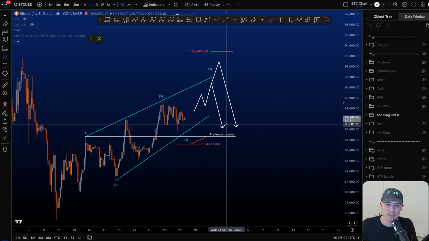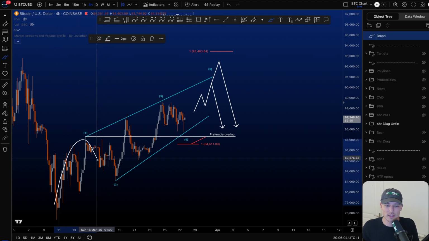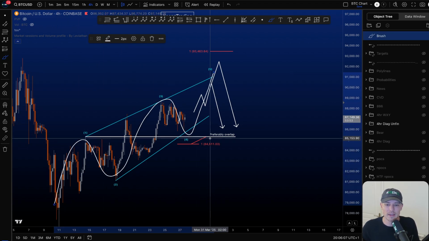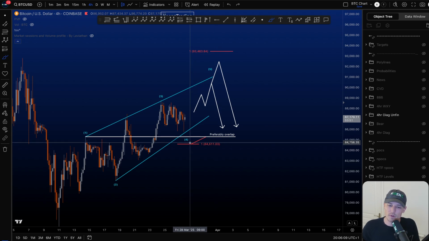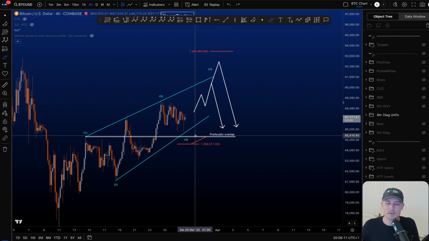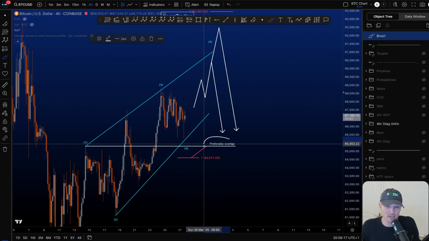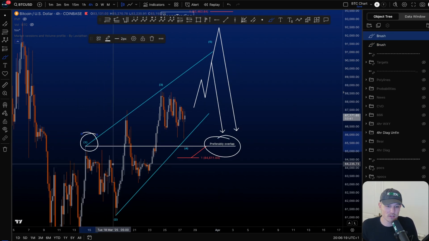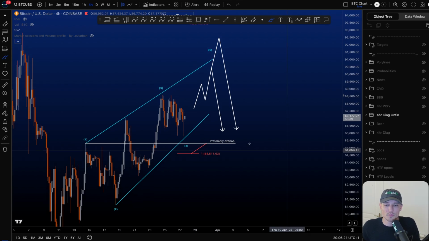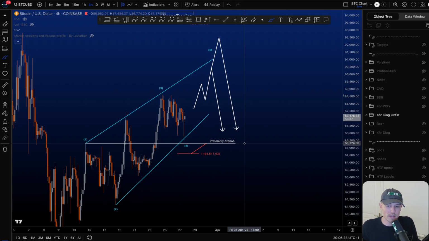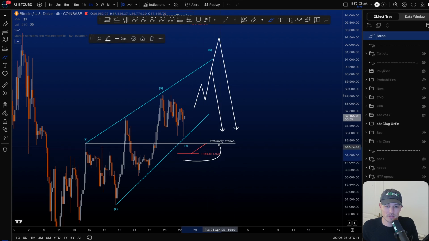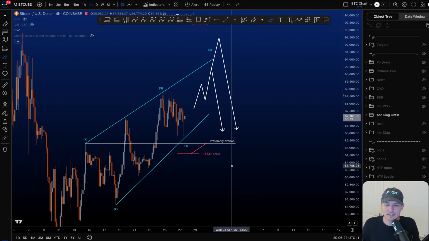So first of all, the unfinished diagonal where we count 1, 2, 3, 4, 5. In this scenario, preferably wave 4 and 1 overlap. That's most common in any diagonal, overlap between wave 1 and wave 4, which as you can see did not yet happen because price did not touch the high of wave 1. So preferably we then move below 85.3K, but these red lines mimic the invalidations of this scenario.